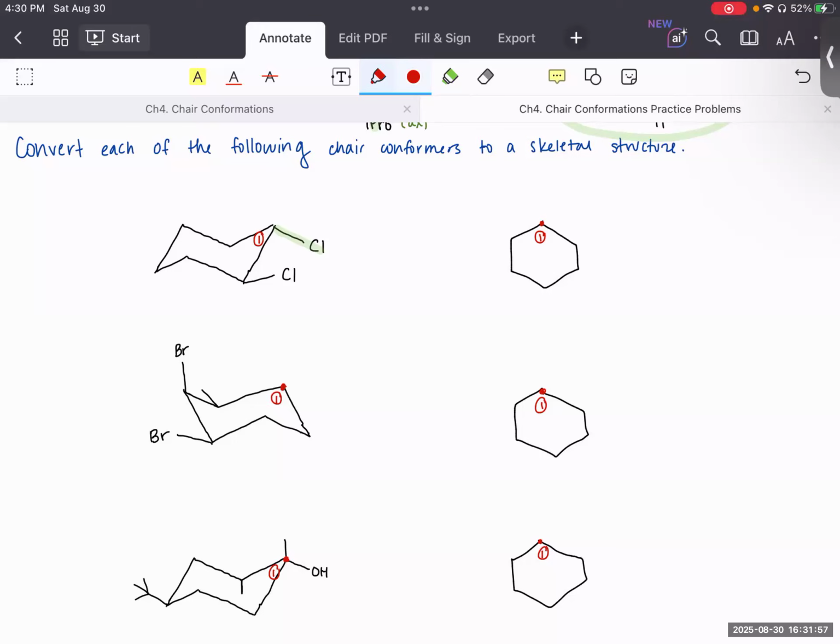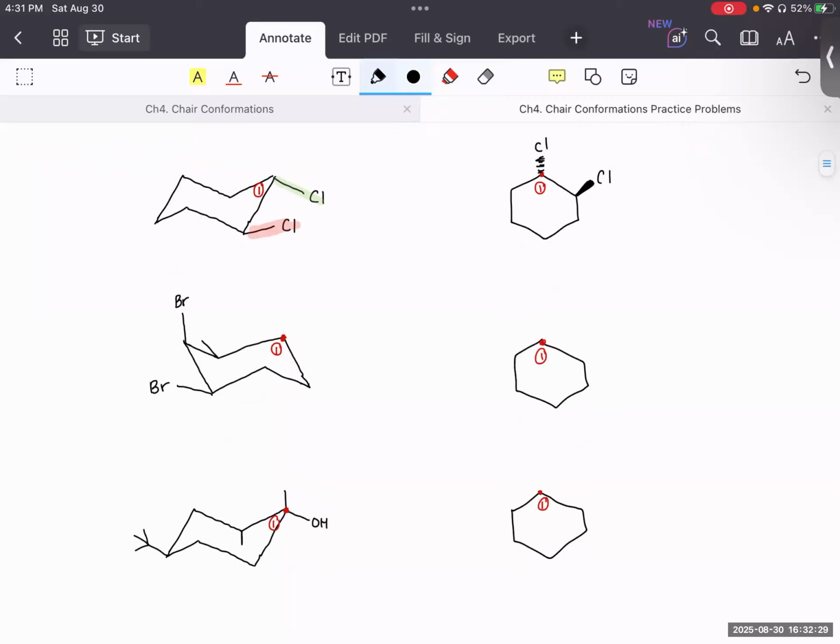All right, so here we have this chlorine is pointed down, and so down means dashed. So we have a dashed chlorine on carbon 1. In the second one, however, we have a chlorine that's tilted slightly up, and so up means wedged. And so on the second carbon over, we're going to have a wedged chlorine. All right, so that's done with that first one.